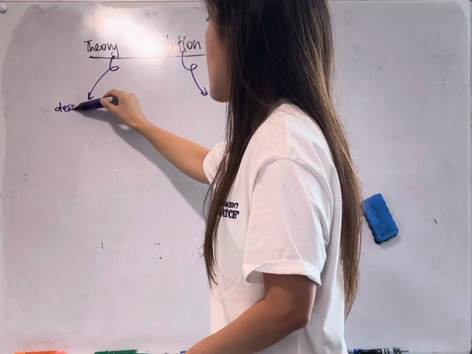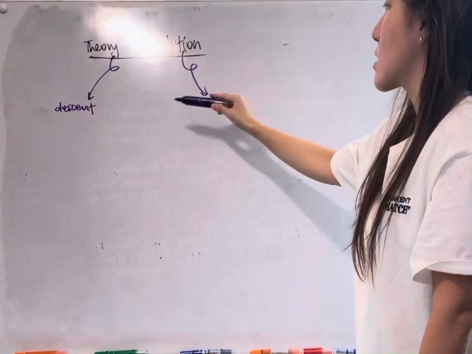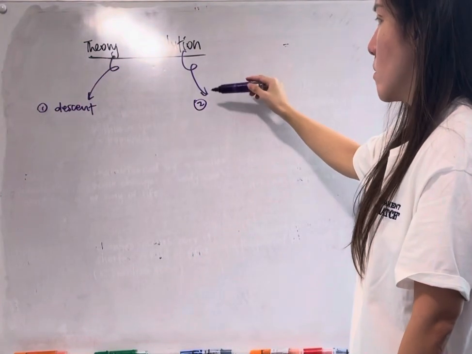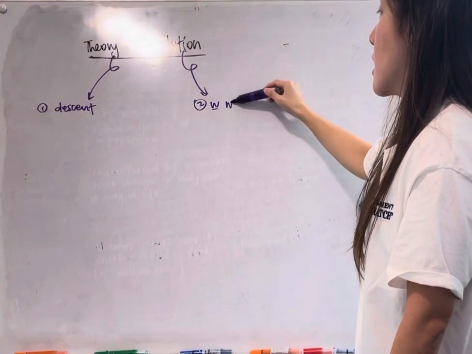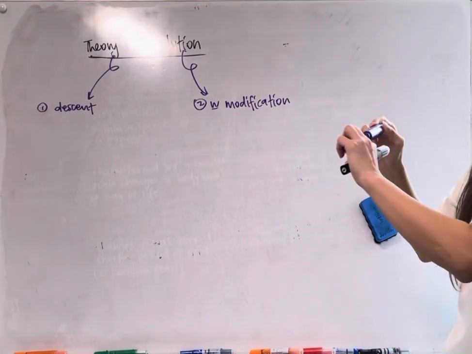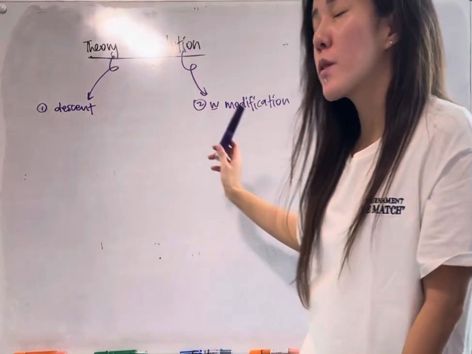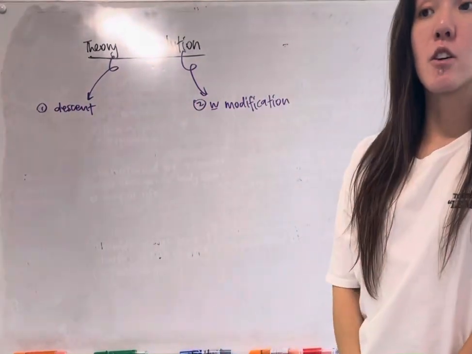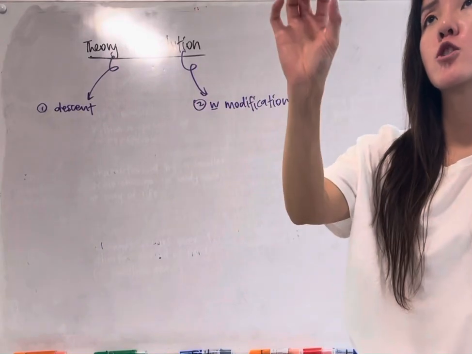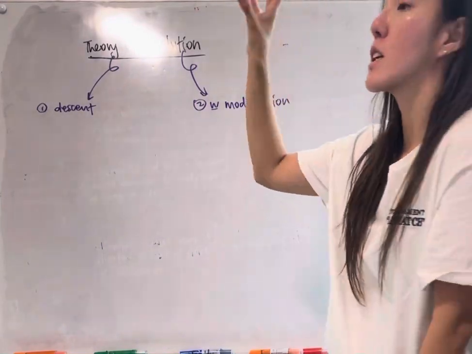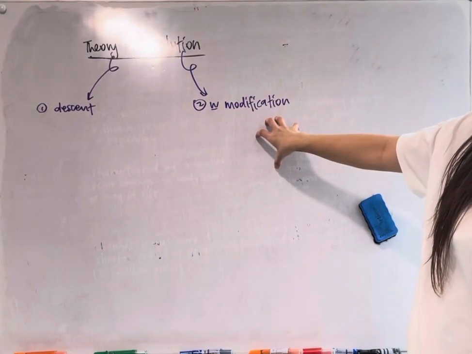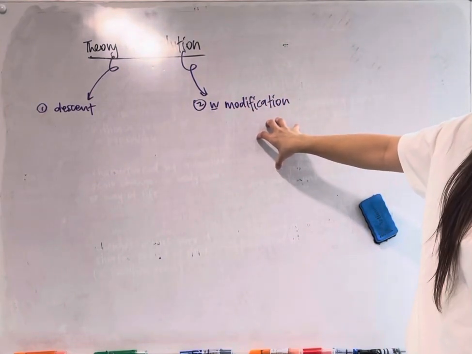So descent, agree. Then what's the next one? From a common ancestor. Common ancestor, with modification. Whether you want to put them together, you always must have these two together. Okay? Why am I separating this? For your theory of evolution, you always have to give me two different evidence that prove descent, and then how come they have modification in their homologous structure.